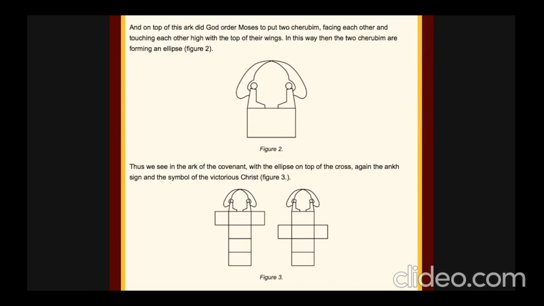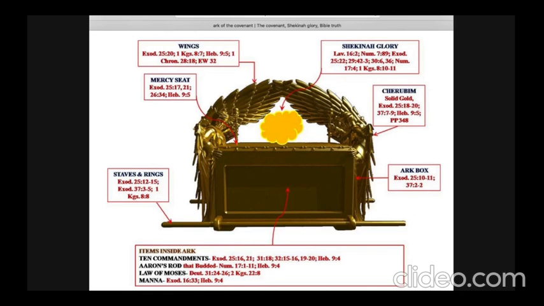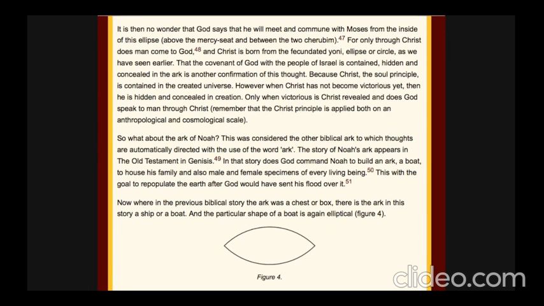In this way, the two cherubim are forming an ellipse. Thus, we see in the Ark of the Covenant the ellipse on top of the cross, again the ark sign and the symbol of the victorious Christ. It is then no wonder that God says that He will meet and commune with Moses from the inside of this ellipse, above the mercy seat and between the two cherubim.